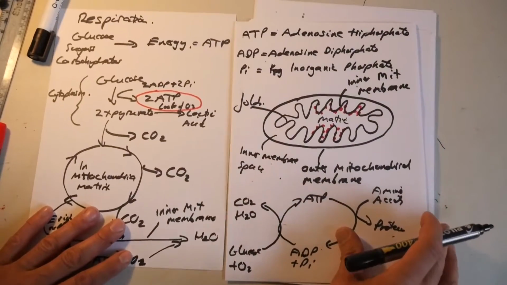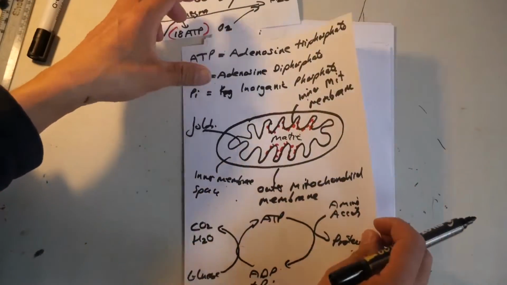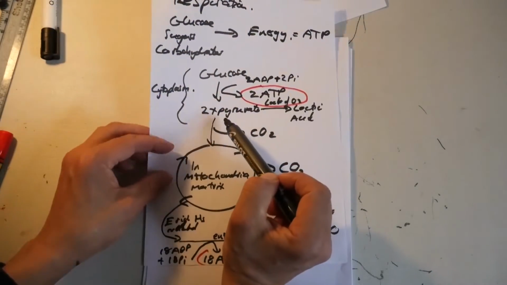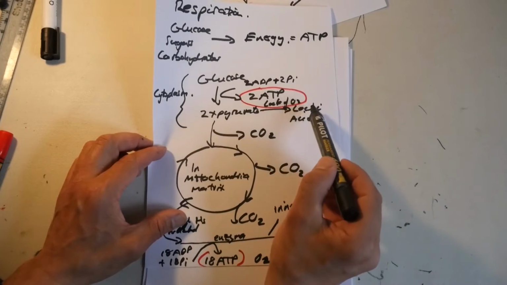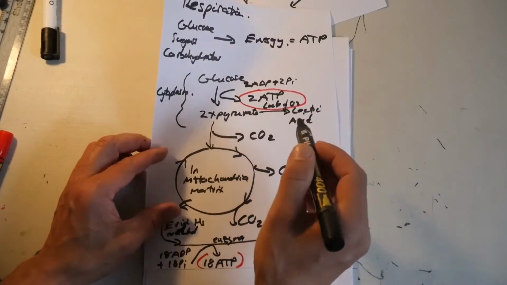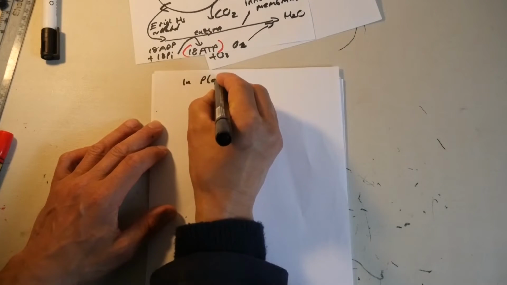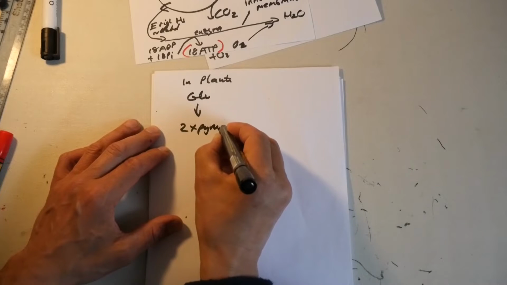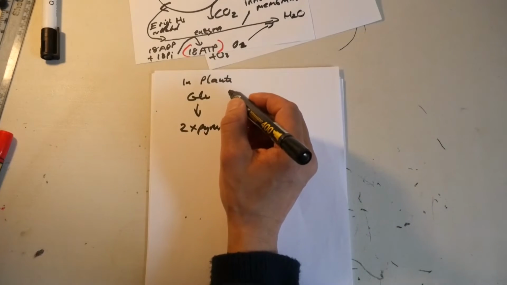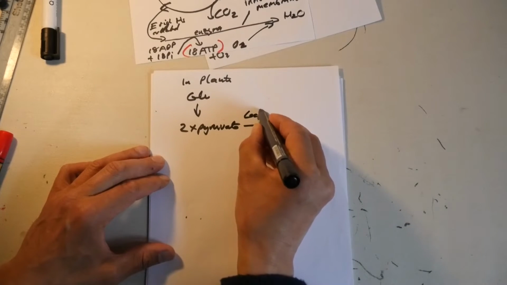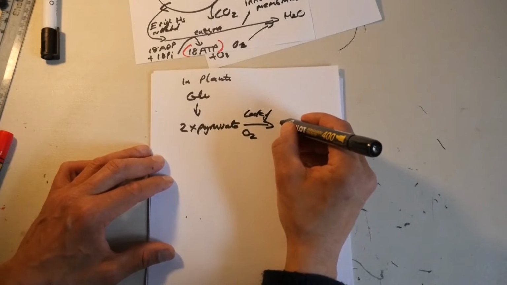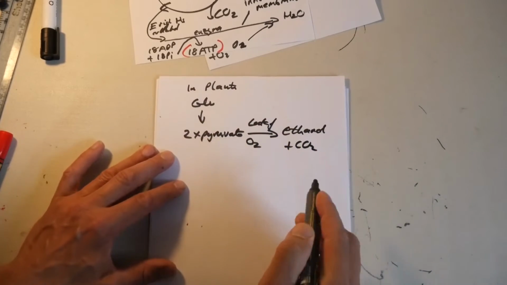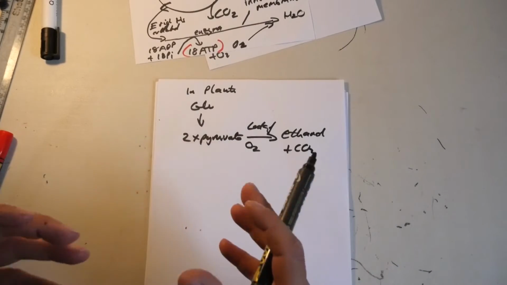Okay, and one more thing I should go over. When I mentioned this reaction here, glucose converts to 2-pyruvate, and when there's a lack of oxygen, you get lactic acid in animals and 2 ATP made. In plants, the glucose is converted to 2-pyruvate, okay? And again, lack of oxygen leads to alcohol being made, ethanol, plus CO2.